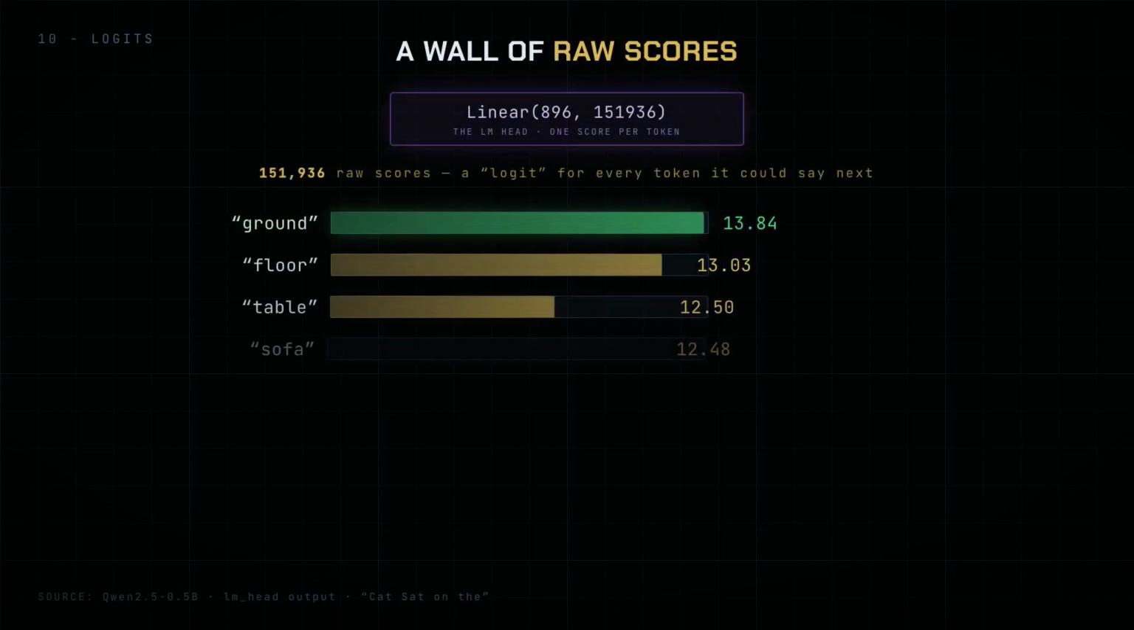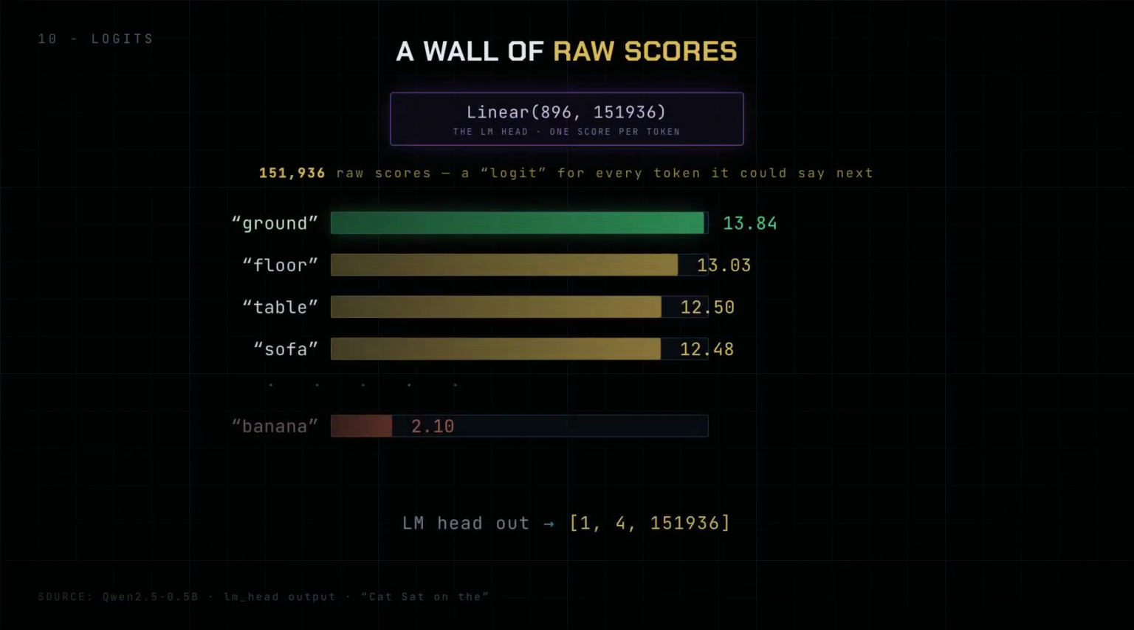Stage 10, the logits. Out comes a wall of 151,936 raw scores. One for every token the model could say next. Higher means more likely. Ground scores about 13.8, floor 13.0, table 12.5, while nonsense like banana sits far lower. These are raw, not yet probabilities.